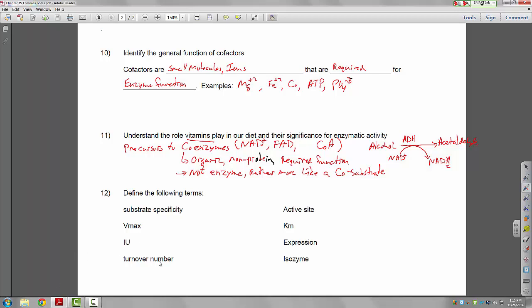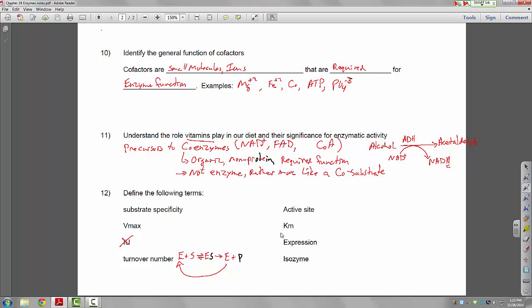Some of these other numbers we already talked about. IU stands for International Unit. We're not going to talk about that. The turnover number, we talked about this. Turnover number is simply the number of catalytic cycles going from empty enzyme plus substrate to the ES complex to the free enzyme again and release of the product, and how many times this cycle occurs per unit time. It's usually per minute or per second. And that's the turnover number. Active site, of course, is where the substrate binds or where a competitive inhibitor binds and where the reaction takes place.